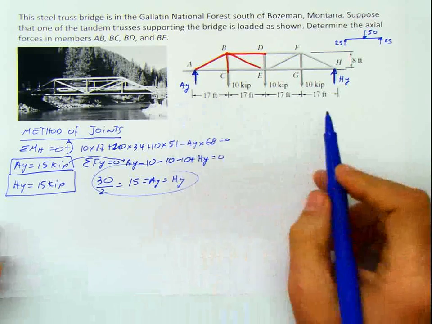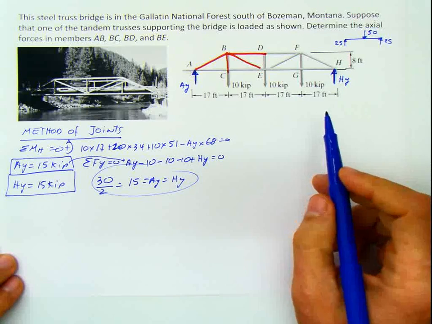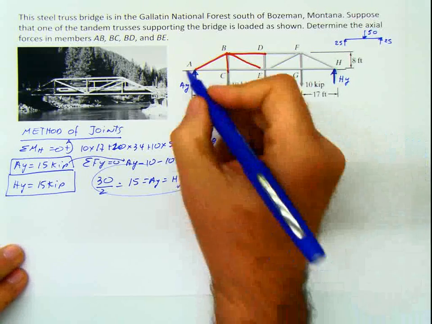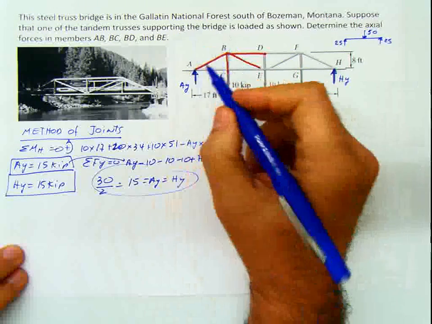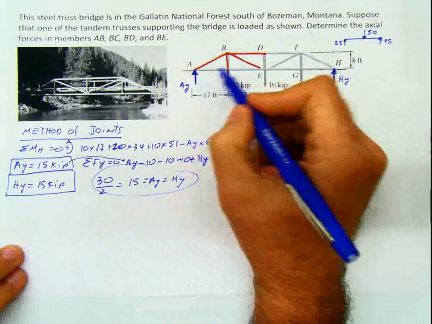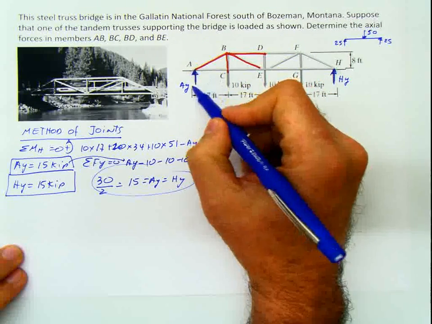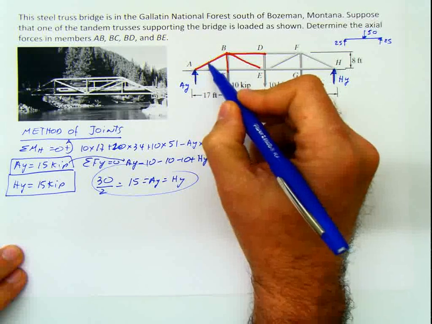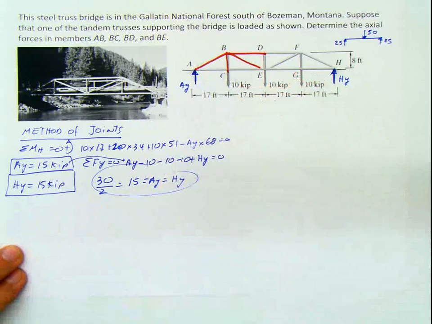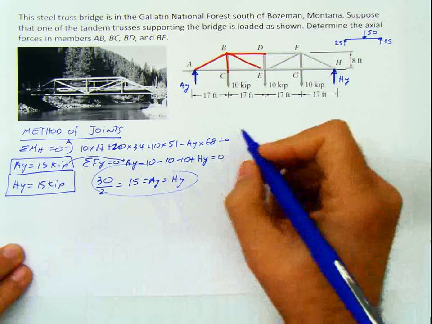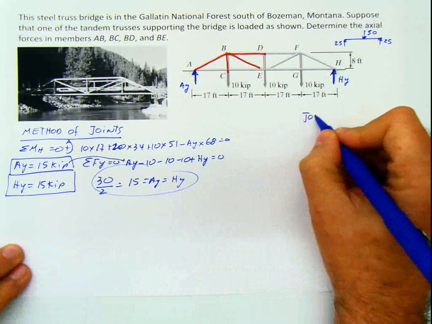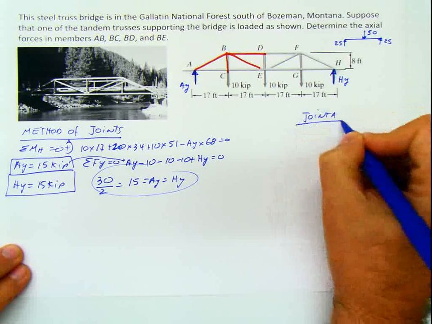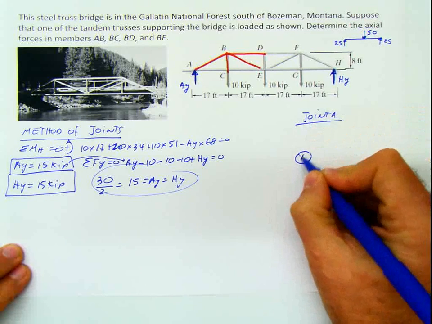Okay, once you have that, we're going to start working at any joint that you want to. Let's start with the joint A here. The only joint that you can start with is this, because now I know AY, and I have two unknowns here. I don't need this one, I only need this one, but I have two unknowns. So I'm going to start with the joint A, and the joint A is this one here.